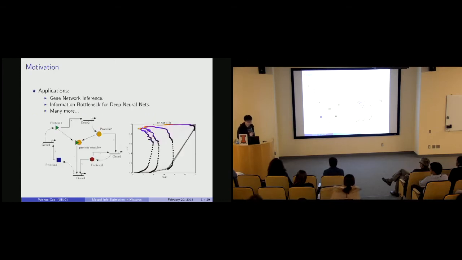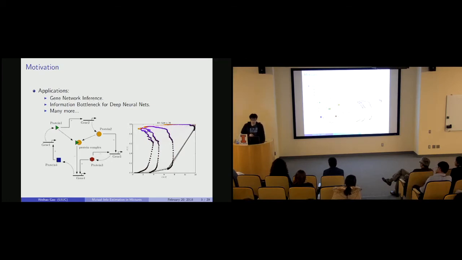For example, in computational biology, there's a common task called gene network inference. You have a lot of data on gene expressions and protein expressions. Biologists think that the genes and the proteins interact with each other through a network. Our goal is to help the biologists detect, or test, the network from data.